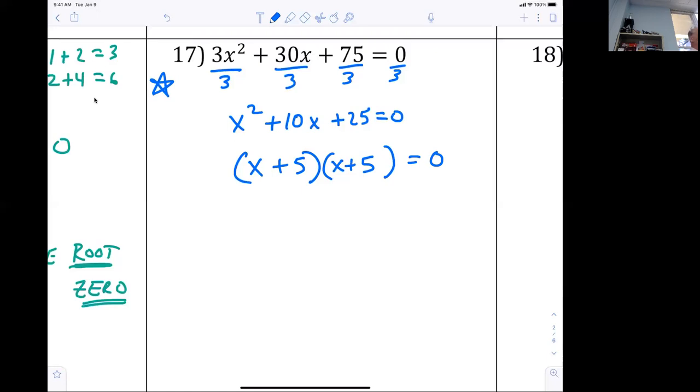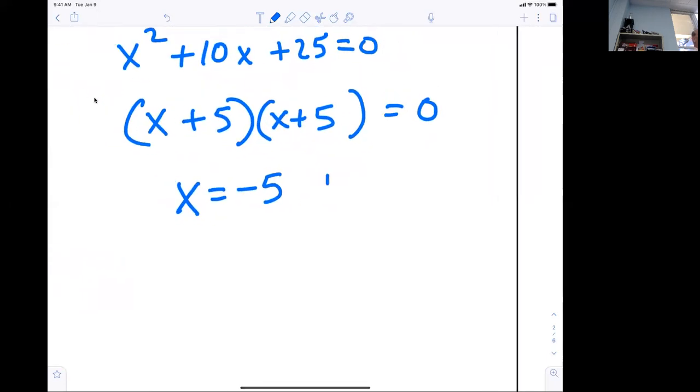You know that. So what does x equal? x has to be -5. x would equal -5. Now, of course, some of you will write x equals -5, x equals -5, and you'll think you're pretty smart. All right, but we're not going to do that because I want you to write, this is called a double root.